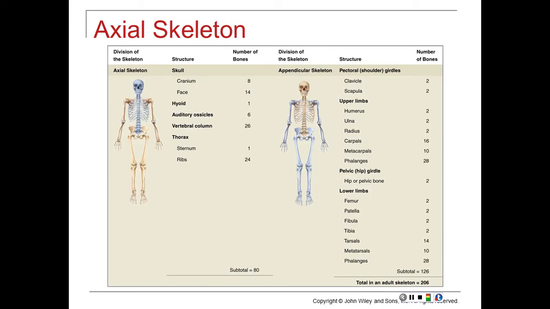So looking at the axial skeleton versus the appendicular skeleton in this picture, it comes straight from your book. When we're talking about the axial skeleton, we're not talking about the shoulder blades. We're talking about the head. We're talking about the vertebral column. We're not talking about the hips. We're talking about the ribs and the sternum. When we talk about the appendicular skeleton, this is where we're talking about your collarbone, your clavicle, your scapula, your arms, your legs, your hips.